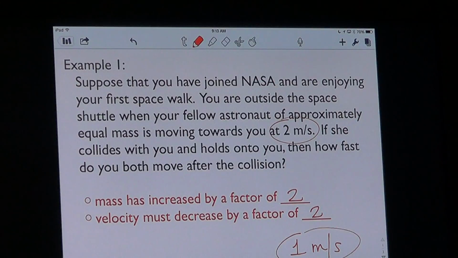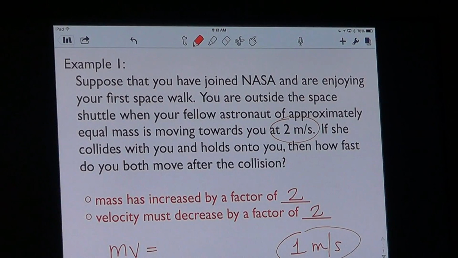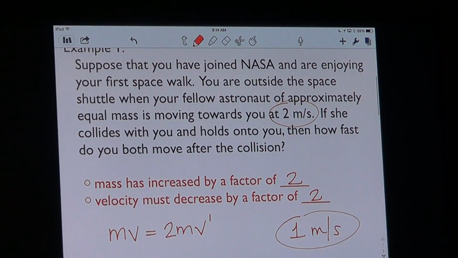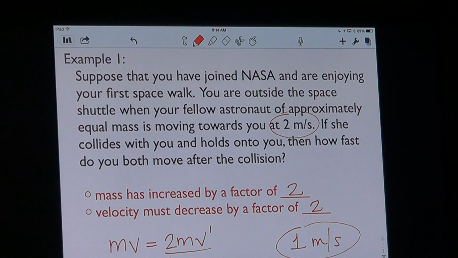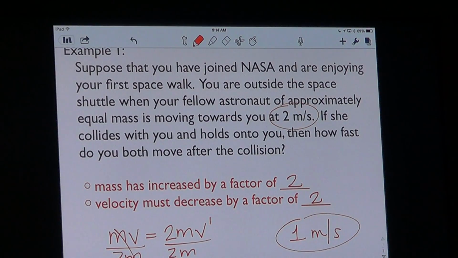If, like me, you like to write things in equations and algebraically, then we can say the original mass, m, times the original velocity, will equal the new mass, which would be 2 times the original mass, times the new velocity, which we'll call v prime. And so if we're solving this for v prime, we can divide by 2m. And so we will see that v prime, the new velocity, will equal the old velocity divided by 2. And the old velocity was 2. So 2 divided by 2 equals 1.